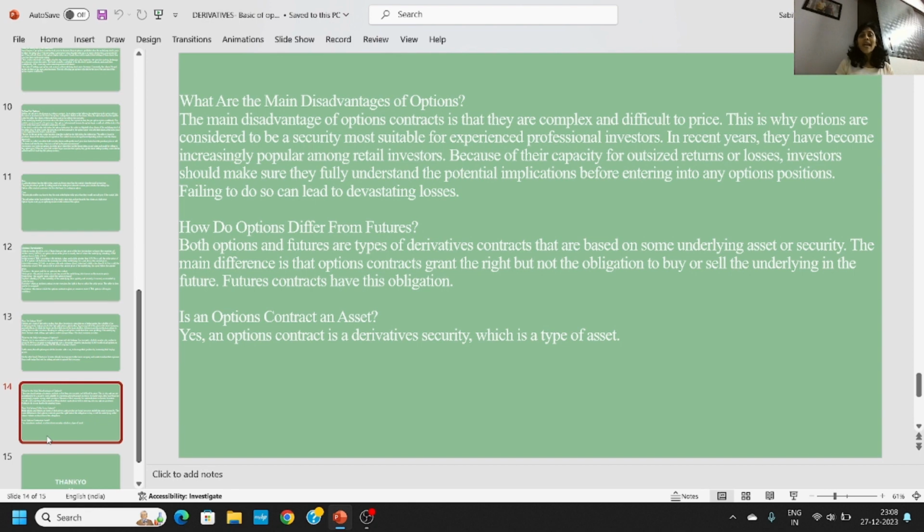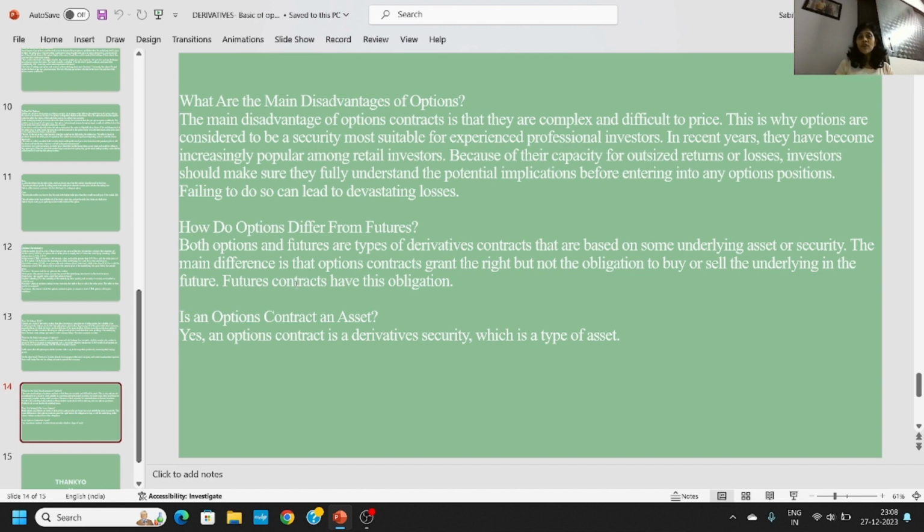Failing to do so can lead to very heavy losses. So first you should understand about the derivative. What is a derivative? What kind of instrument is it? What is a call option, put option, call writer, put writer, option writing, and how is it happening? All that is very important, because it is very risky.